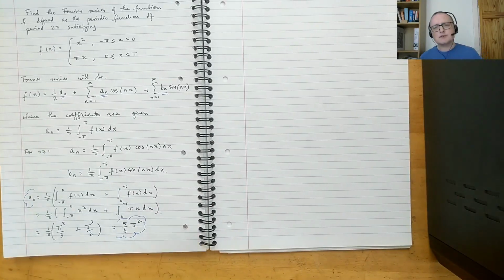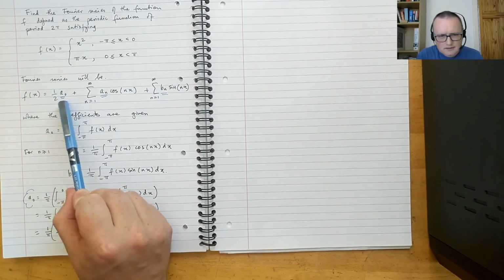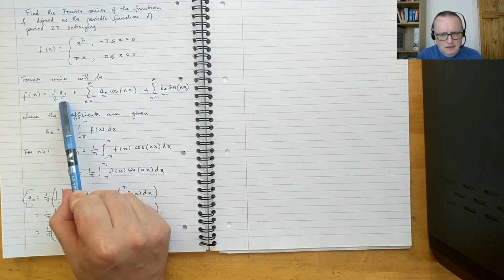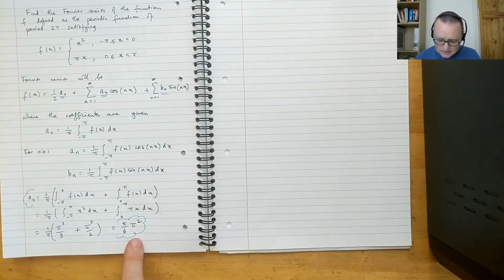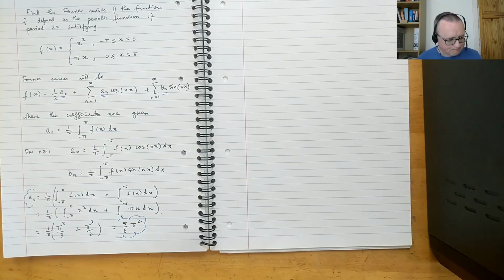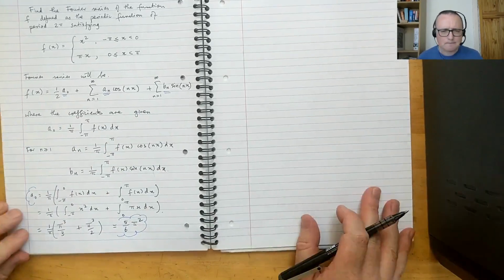So that's the constant coefficient, 5/6 of pi squared, or it's twice the constant coefficient, because in the Fourier series expression here, there's an extra factor of a half that we need to multiply by when we're forming the Fourier series at the end.